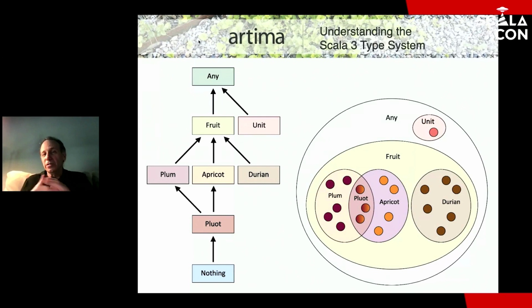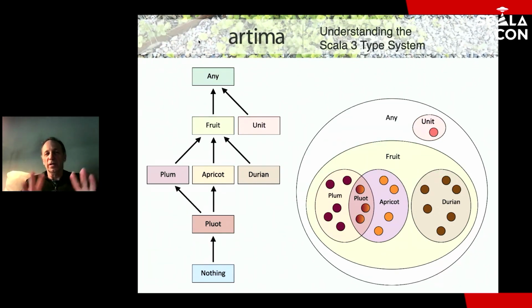And then I'm going to count these things. So I've got 1, 2, 3, 4, 5 plain old plums plus 3 pluots. That's 8. I've got 4 plain old apricots plus 3 pluots. That's 7. So there's 7 apricots. There's 8 plums. There's 3 pluots, and there's 6 durians. There's 1 unit. So what I'm going to do in the next slide is replace the names of types with the count of inhabitants.